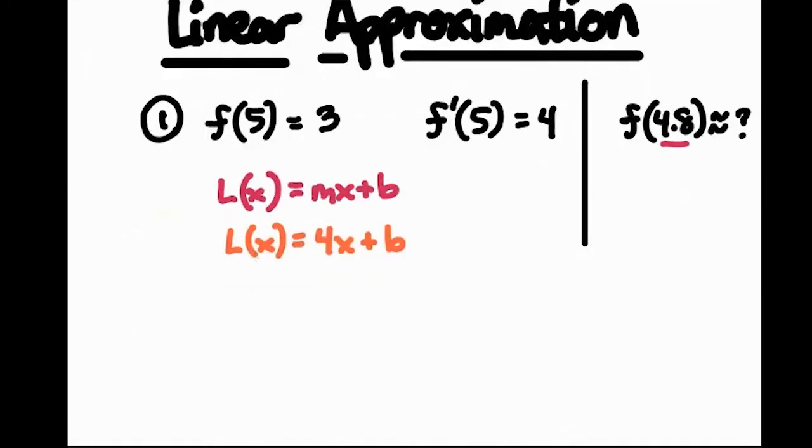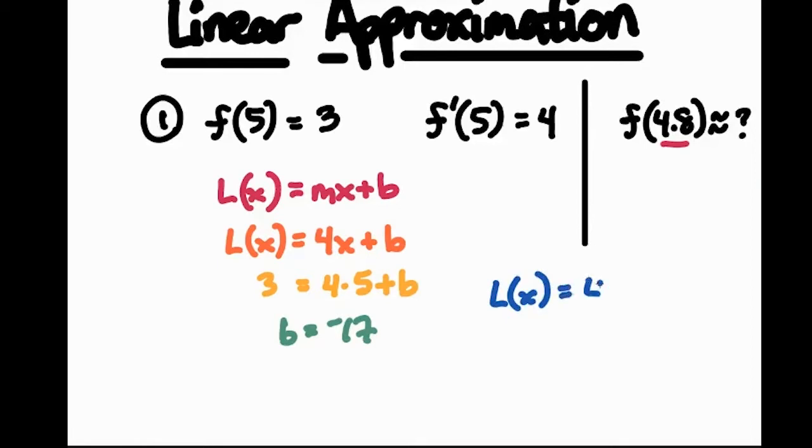Yep, so we're going to plug in 5 for x, and what are we plugging in for y? Three. Thank you, whoever said that. All right, so then you're going to have 20 here, so b is going to be equal to negative 17. So now you have your full equation. You have L of x equal to 4x minus 17.